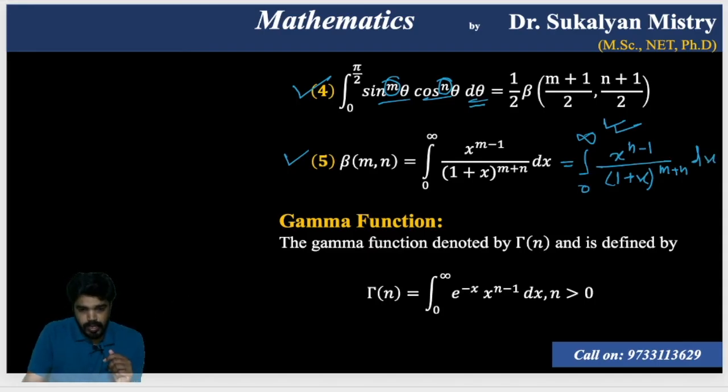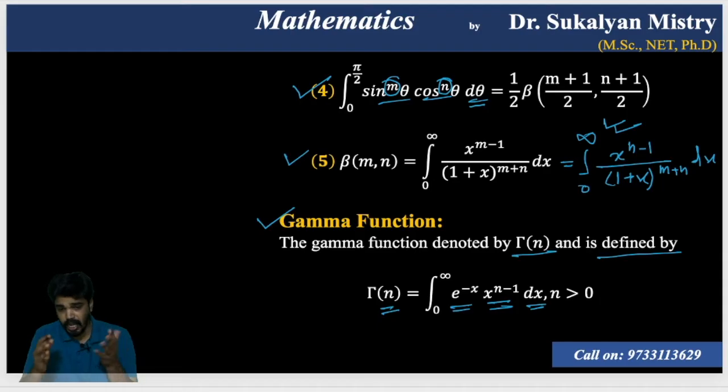So, what is the gamma function? The gamma function, denoted by the symbol gamma(n), is defined by gamma(n) equals the integral from 0 to infinity of e to the power minus x, x to the power n minus 1 dx, where n must be positive, that is, n greater than 0.